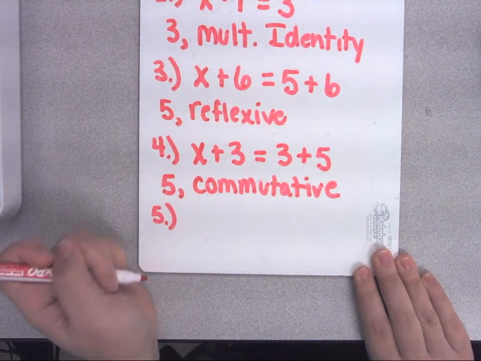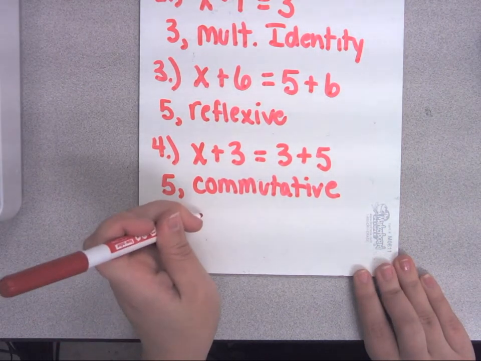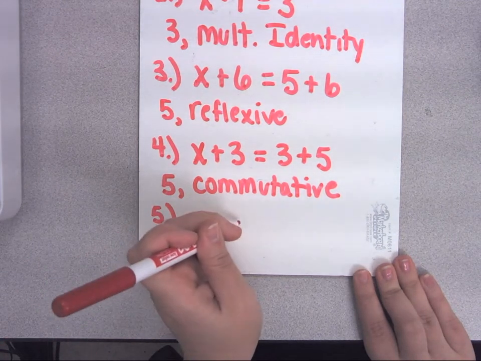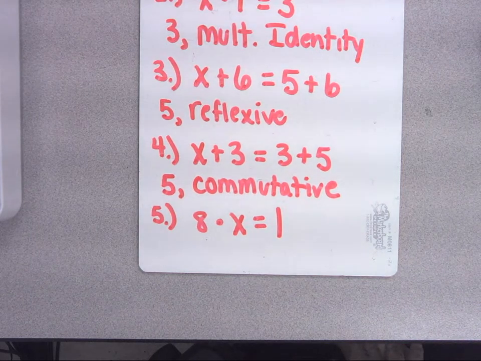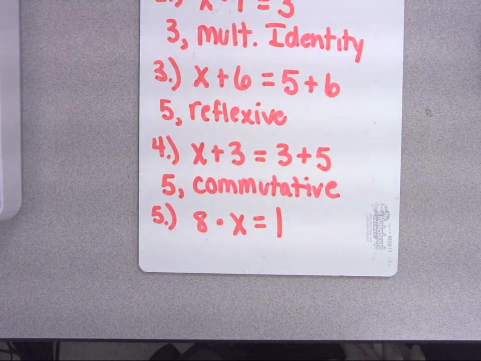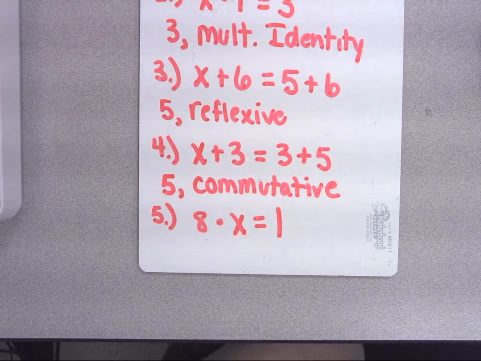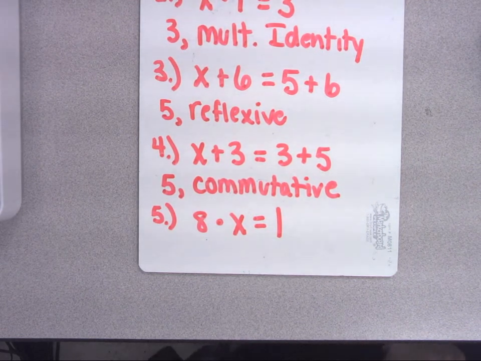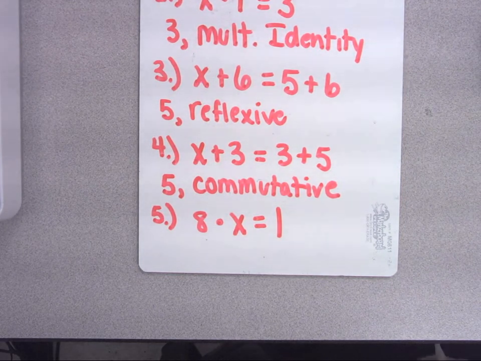Okay, number 5. How about this guy? 8 times x equals 1. It's multiplication, so it's got to be multiplication property. Think about x times what? I mean, 8 times what makes 1? Think about your properties. The goal is to try to do this without your notes. If you need to look back, it's okay.